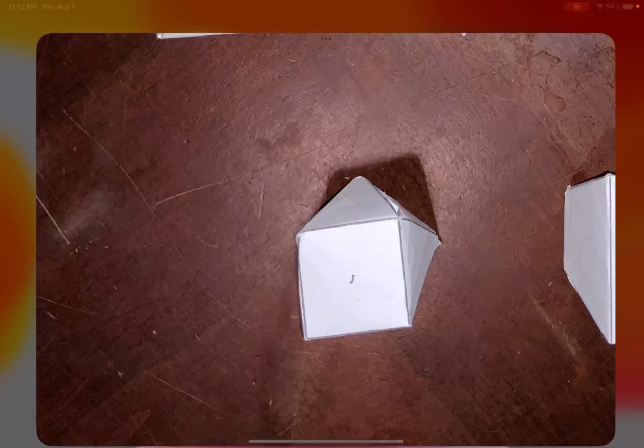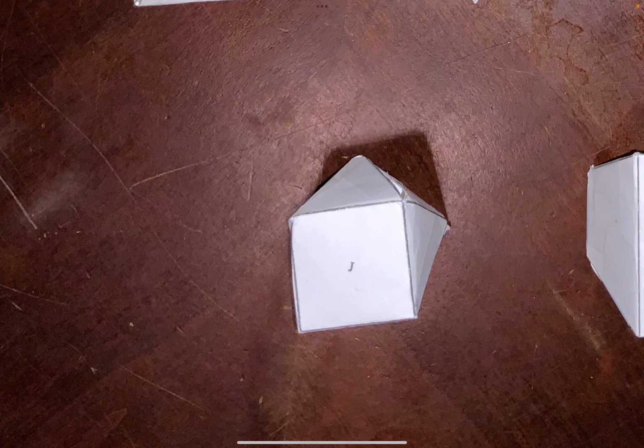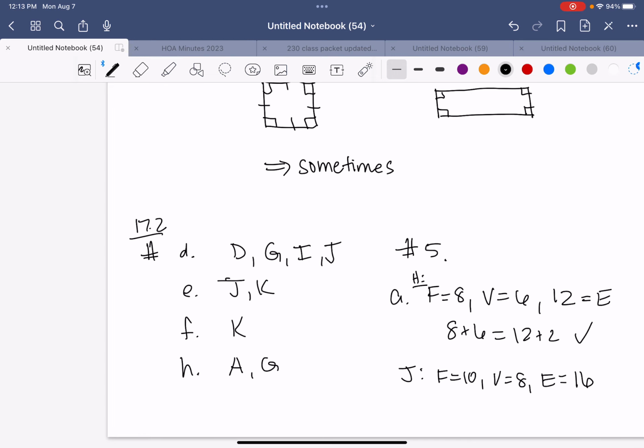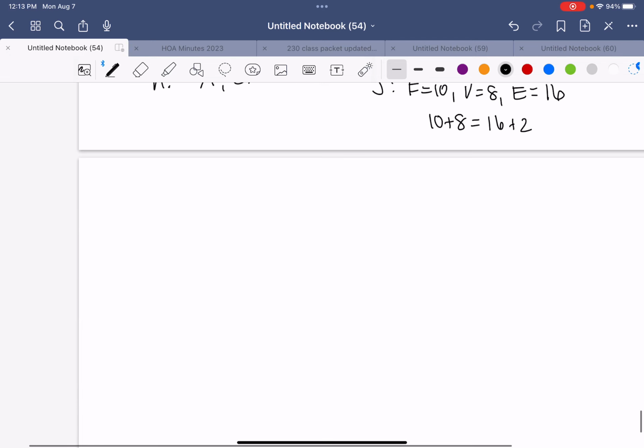Okay, now our edges, we have 4 on the bottom, 4 on the top to make the 2 squares. And then we have 8 triangles. So 2 sides of each triangle would be 16, except they share them. So that would be 8. So they're going to be 8 more. That gives us a total of 16 edges. And you can check that 10 plus 8 is 16 plus 2. And then do the same for K. And then when you go into B, C, and D, you want to do something similar.